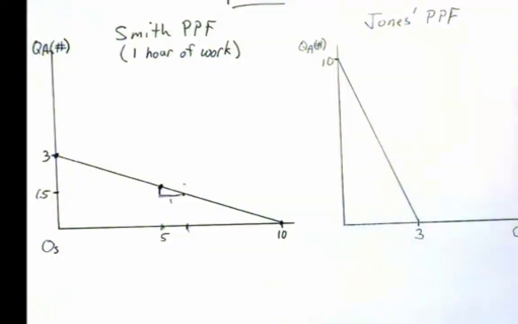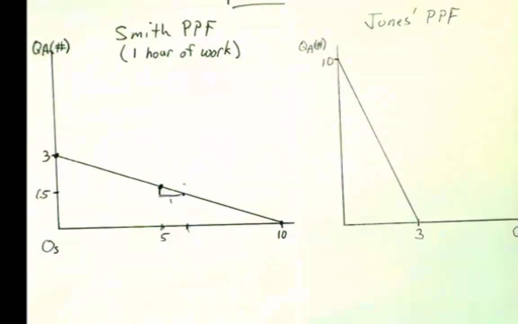Who has the comparative advantage in the production of oranges? The answer is going to be Smith. And the reason is because Smith's slope, 3/10 apples per orange, is less than Jones's slope, which is 10/3 apples per orange. Opportunity cost for Smith is lower than it is for Jones, therefore Smith has the comparative advantage in oranges.